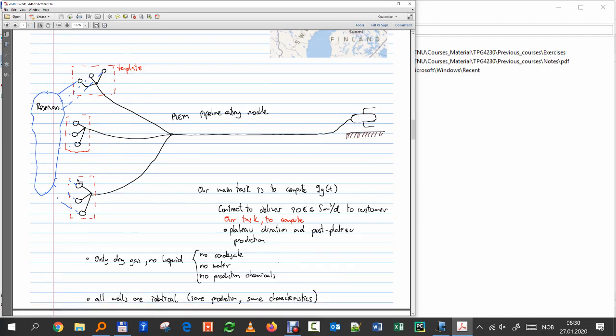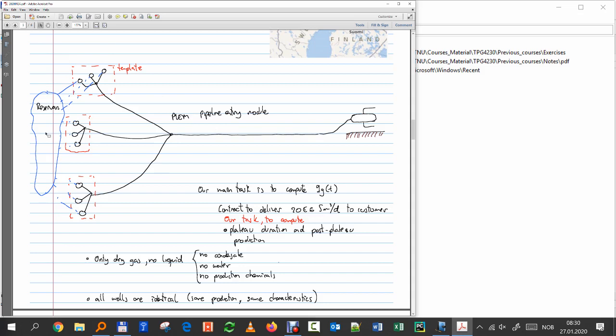So we have 9 wells in total, arranged in 3 templates of 3 wells each, and each well is identical. They produce the same. You have flow lines connecting the template to the pipeline entry module, which is simply a structure that connects all of these pipes together in a manifold. And then you have the main transportation pipeline, which is 150 kilometers long all the way to shore.